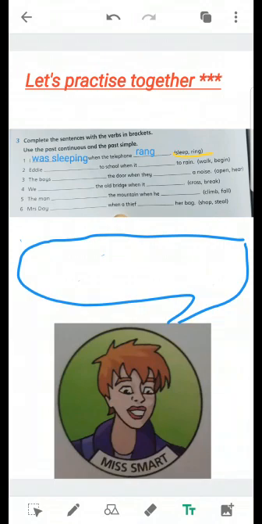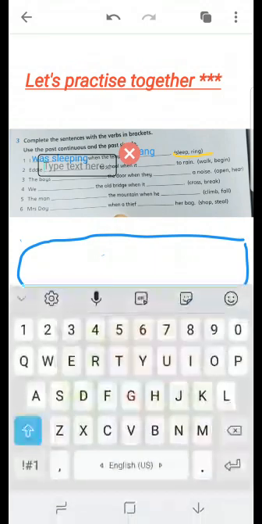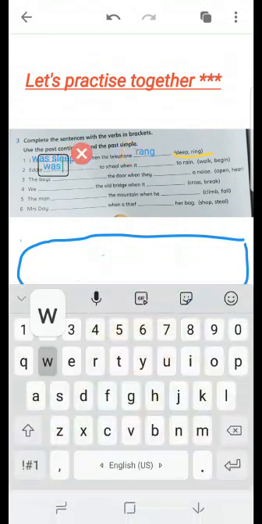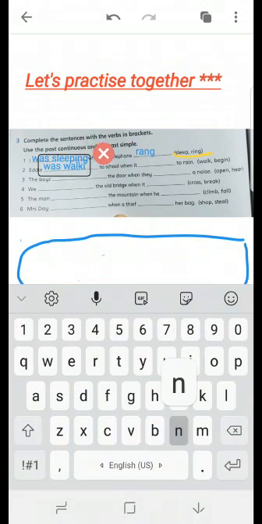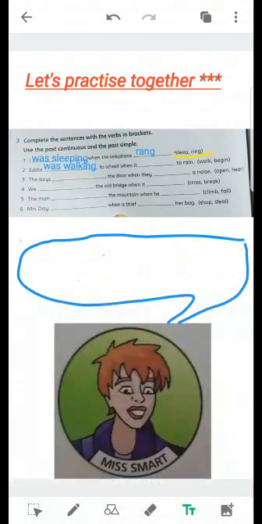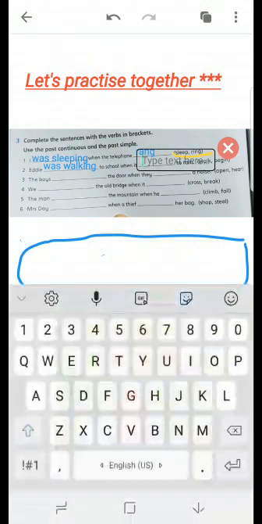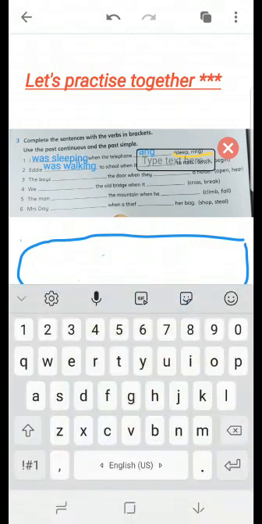So Eddie, singular, was walking to school. Eddie was walking to school when it, what is the simple past of the verb begin? Can you remember? It's began.